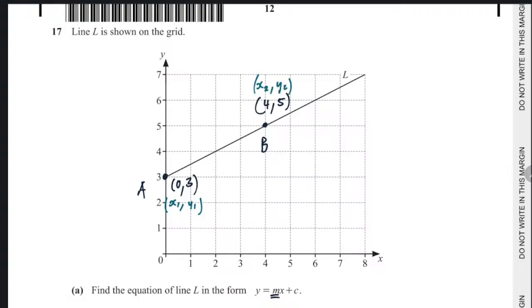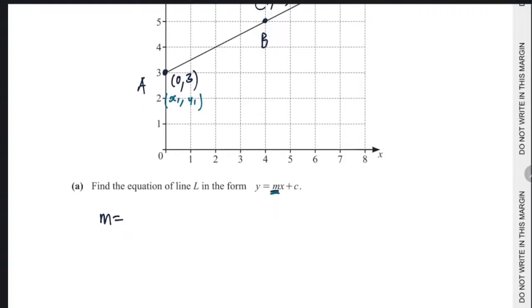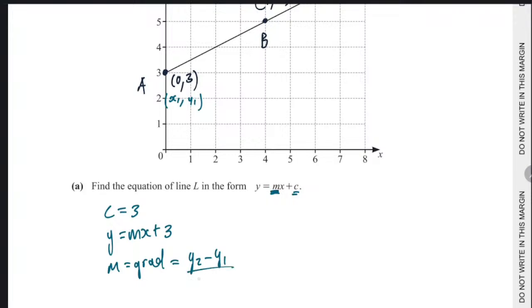Are we together? So now if they say find an equation, you need M, you need C. C here is easy because you can see where it's passing through. It's passing through 3. So you can say C is equal to 3. So now you say y is equal to mx plus 3. Then now you say M is equal to the gradient, which is going to be equal to y2 minus y1 over x2 minus x1. Okay?